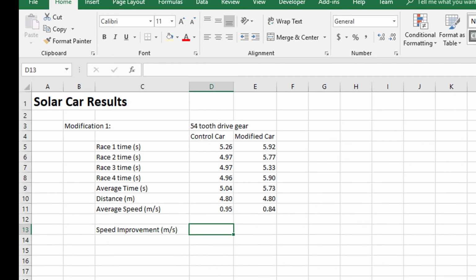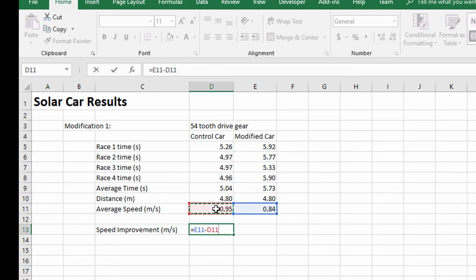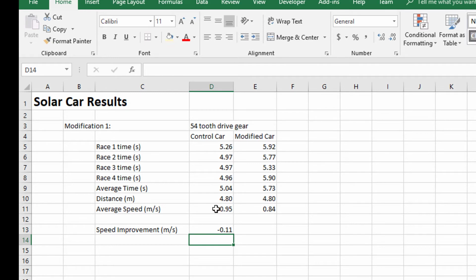Okay, my speed improvement is going to be, let's go equals, it's going to be a formula. It's going to be the speed of my modified car minus the speed of my control car. So that's going to be the improvement. And it's a negative number. Now that makes sense, doesn't it? Because if I'm asking how much did my speed improve by, but my car didn't improve at all, actually got worse, then I've got a negative improvement. So that negative number means that my modified car was actually going 0.11 meters per second slower, not faster, than my control car. So that makes sense. All right.